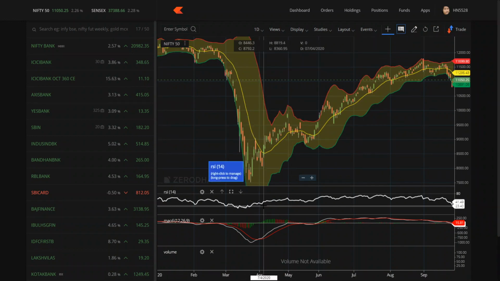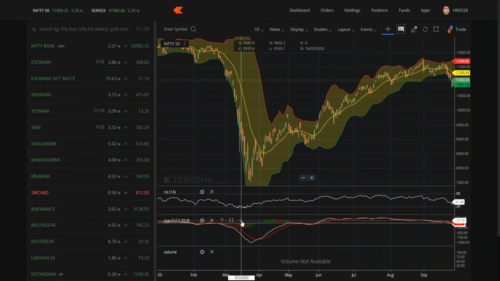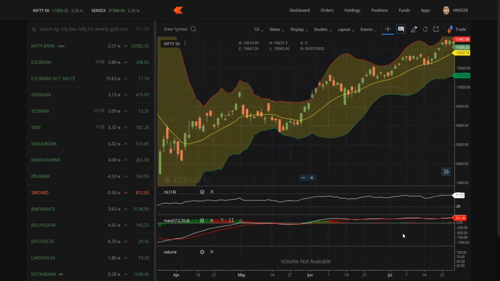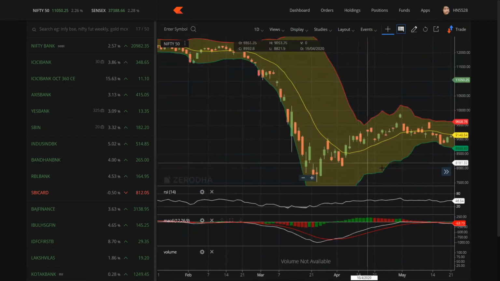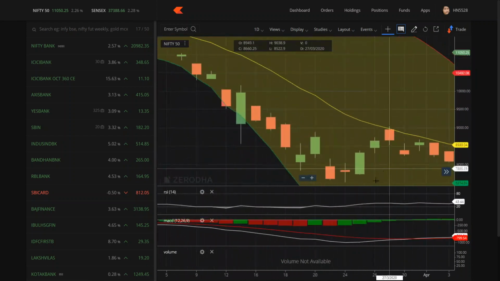I would like you to pay complete attention to the months of March and April, specifically March 23rd and 24th, when the lockdown was announced across the country due to COVID-19. I'll zoom in to March 23rd and 24th. You can see here 24th March: the opening was at 7,848, the highest was 8,036.95, the closing was 7,801, and the lowest was 7,511.